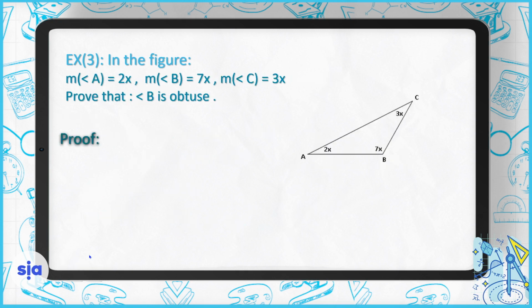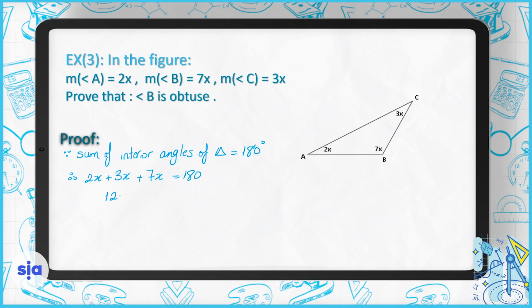Exercise number 3. In the figure, if the measure of angle A is 2x, and the measure of angle B is 7x, and the measure of angle C is 3x, the question wants me to prove that angle B is an obtuse angle. Since the sum of interior angles of a triangle is 180 degrees, therefore 2x plus 3x plus 7x is equal to 180 degrees.